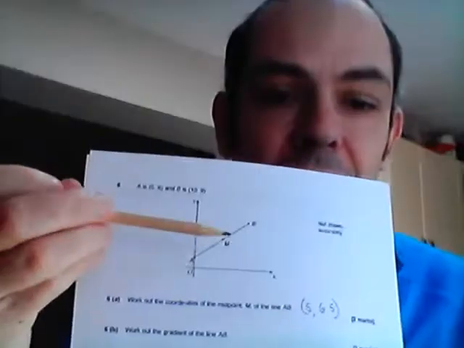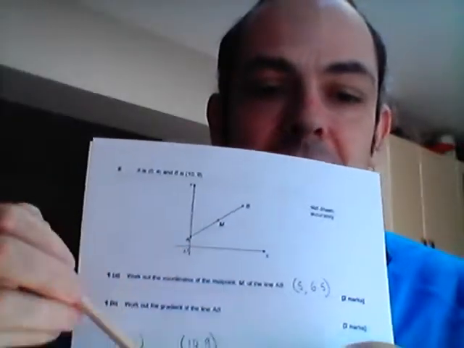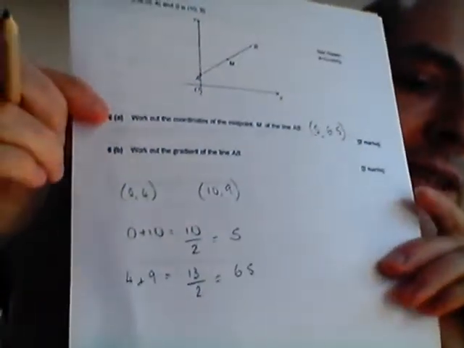My next bit, I've got 4 and 9. So I do 4 plus 9, which is 13. Then I divide by 2 to find the middle. 13 divided by 2 gives me 6.5. So my midpoint is (5, 6.5). You can do that by drawing on the graph if that helps you, but actually it's probably easier to do that bit of working out to get your midpoints underneath.